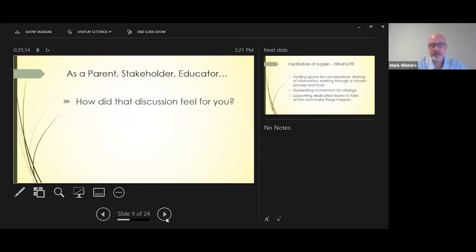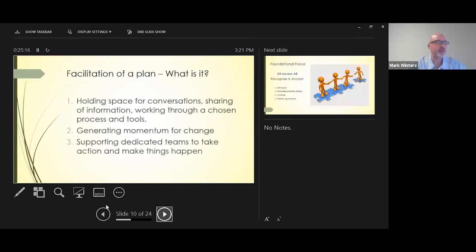Okay, I'm going to move on. So facilitation of a plan. What is that, right? What is the facilitation of a person-centered plan? Well, first off, it's holding space. It's holding space for conversation. It's sharing information, and it's working through a chosen process and the use of different tools to help a person to communicate those things that are most important to them and create balance between that and what's important for them.